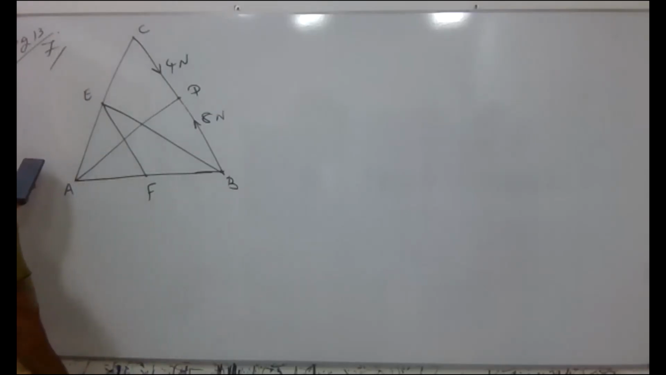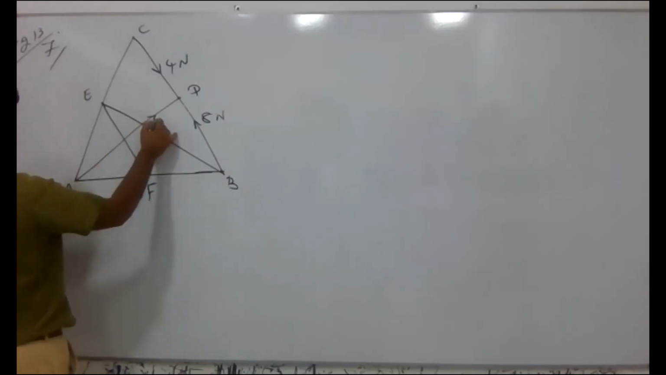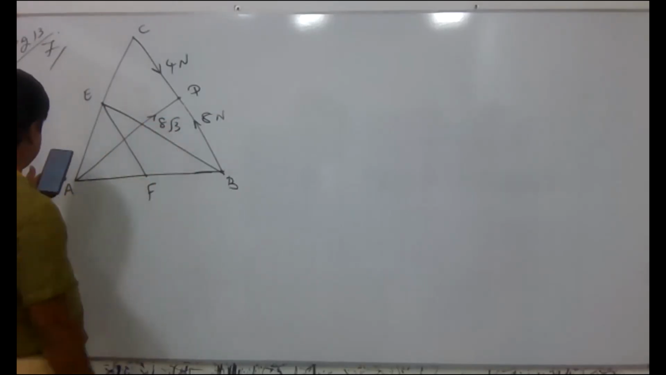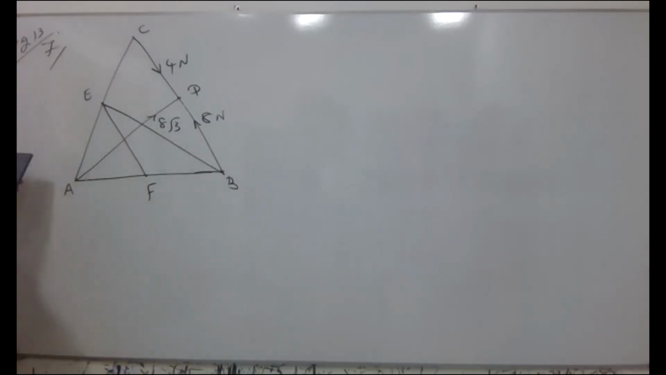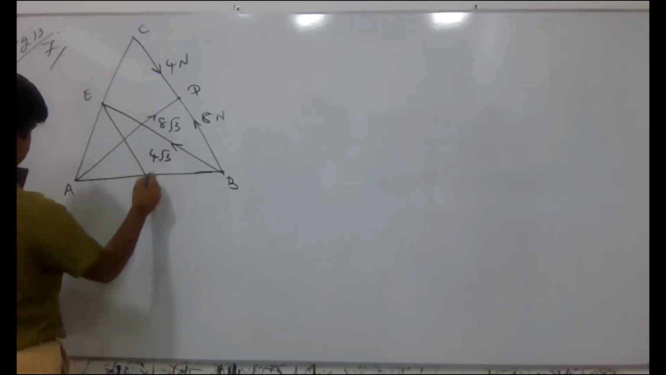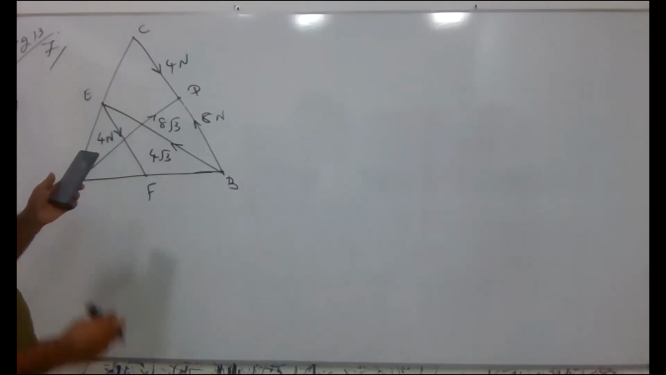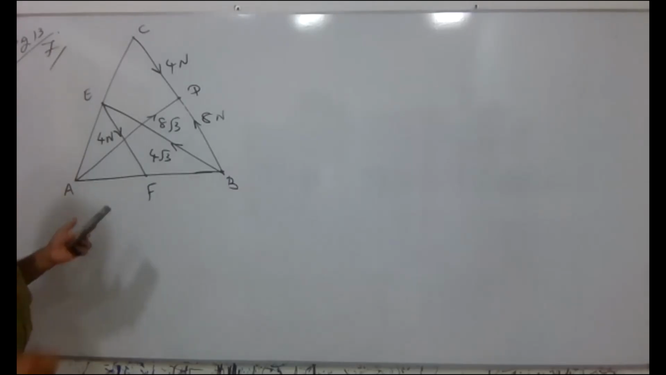Then 8 root 3 along AD, this way. Then 4 root 3 along BE, and 4 newtons along EF. Now, we want to find the magnitude, direction, and the line of action of the resultant. Clear?